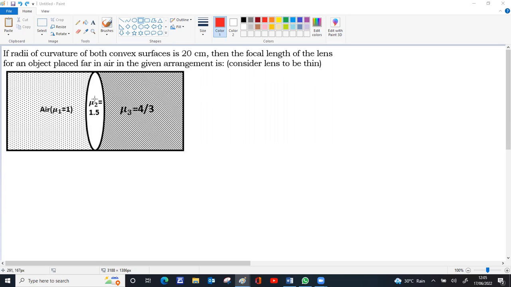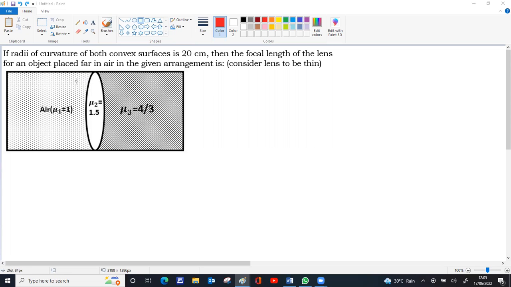So normally when radius of curvature and refractive index is given, we go for lens maker's formula. That is not applicable here because in lens maker's formula, both the sides of the lens are supposed to be of the same medium. Its left side is air, right side supposed to be air. If left side is water, right side also supposed to be water. But here left side and right side are two different media with the lens having a different refractive index.